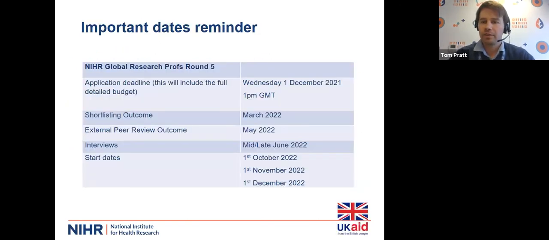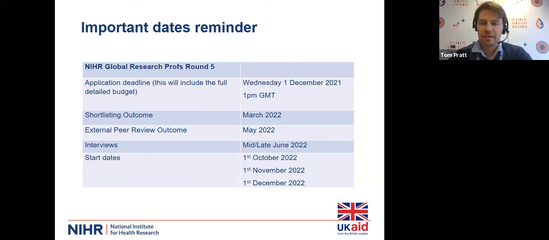So just a quick reminder of the important dates for this round. As I mentioned before, this is a single stage application. The deadline for applications is 1 p.m. UK time on the 1st of December. That will need the budget to be included and signed off. This will also need the finance signatory to sign the application off after it's been submitted, and this must be done before 1 p.m. on the deadline.